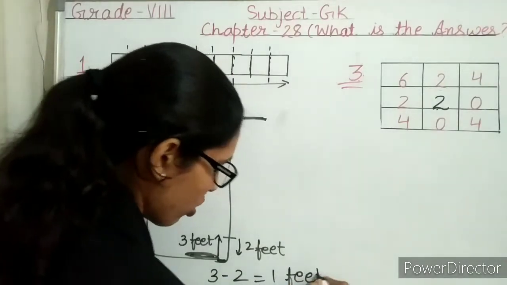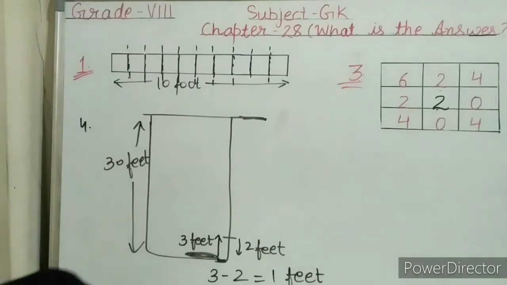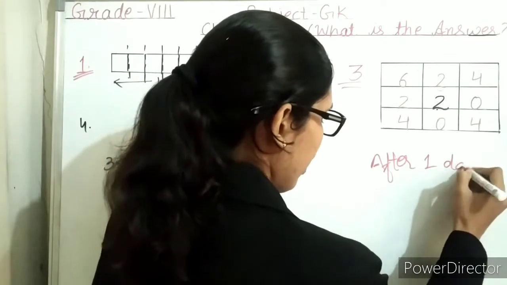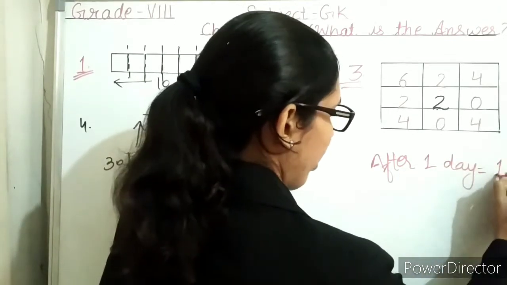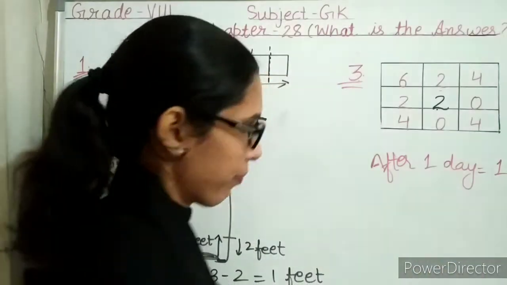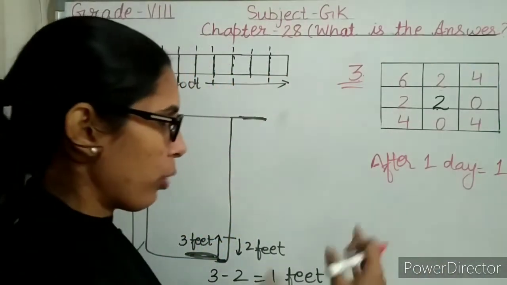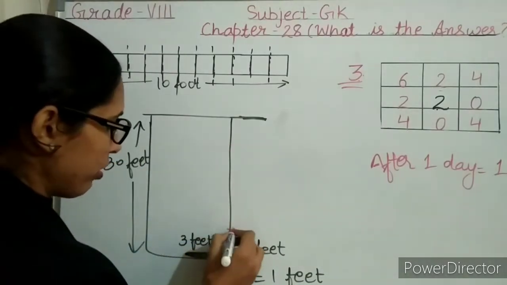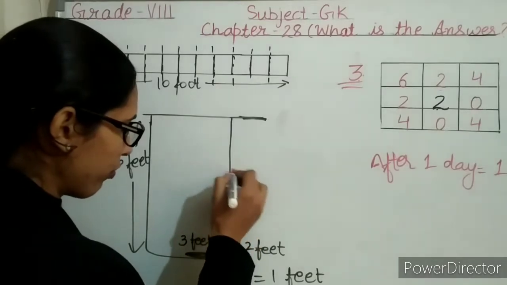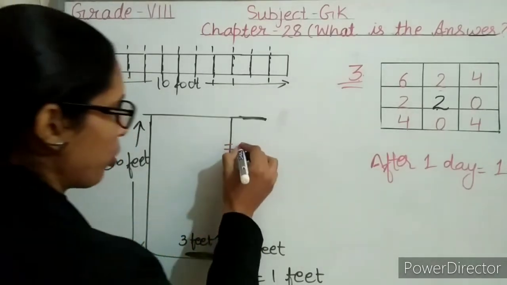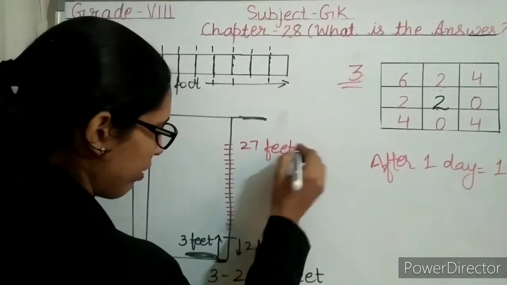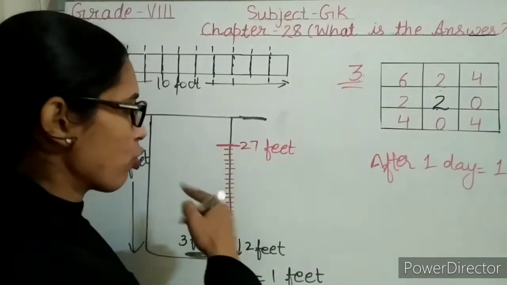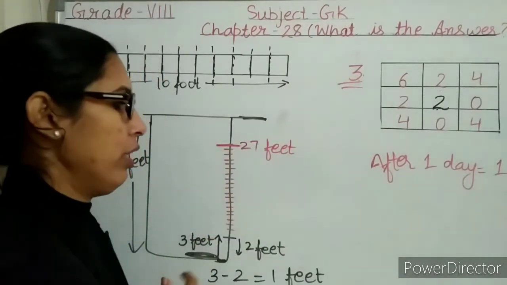1 foot. So what is the result after one day? After one day, he will be able to cover 1 foot. So he will keep on moving like this. So when he will reach up to 27 feet, in how many days will he cover this much distance?